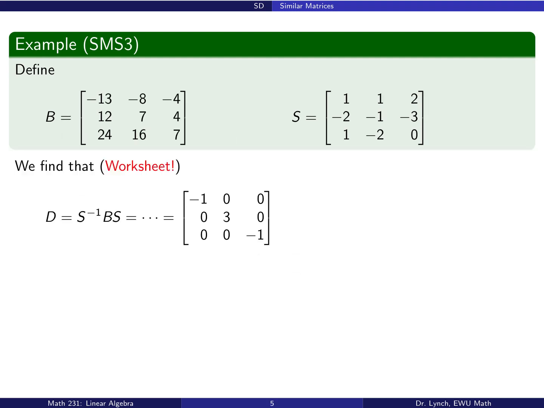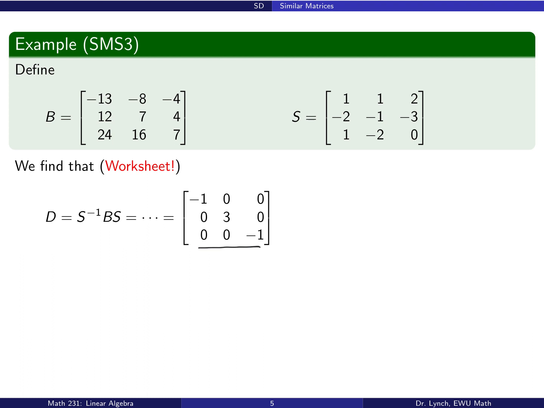Okay, let's have a look at this with a different example. Here's a matrix B that we've looked at before. We looked at this in our section on eigenvalues and eigenvectors. And the matrix S, I'll let you verify this on the worksheet. It turns out that this matrix, that I'm calling D, is a matrix that's similar to the matrix B.